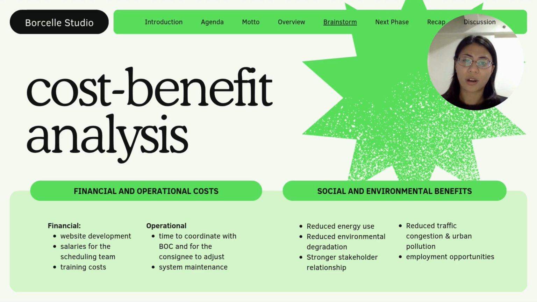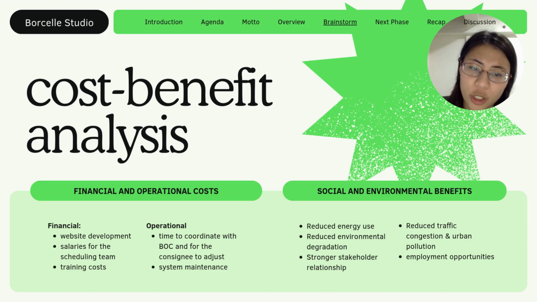So, firstly, for the costs, this includes financial and operational costs. For financial, we have the costs it takes to develop the website, whether that's subscriptions or hiring an external team to develop the website. Others include salaries for the scheduling team and training costs for the scheduling team.